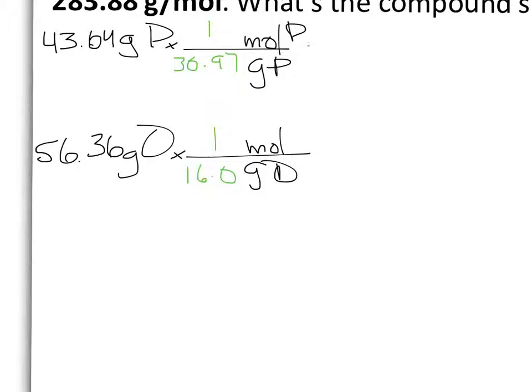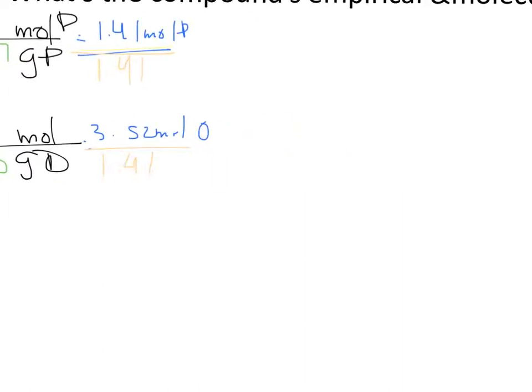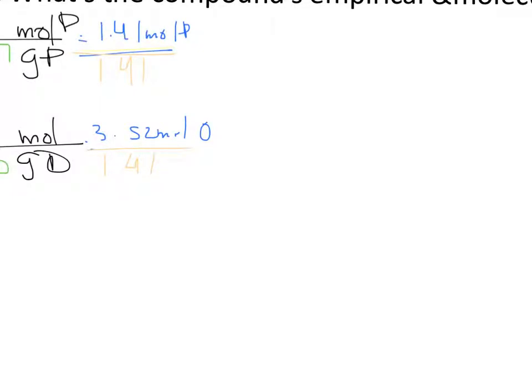And so when I run those numbers, that is going to give me a total of 1.41 moles of phosphorus, and this is going to give me 3.52 moles of oxygen. Okay, all right, so then I know my next step is to divide by the smallest, which is going to be phosphorus, which is 1.41 divided by 1.41. And something interesting is going to actually happen in this problem. When you do this math, you're going to come up with 1 and you're going to come up with 2.5.